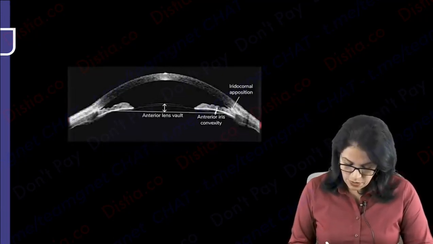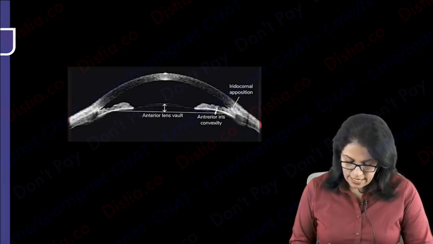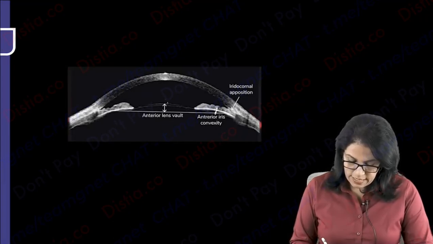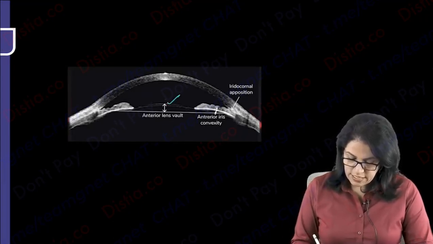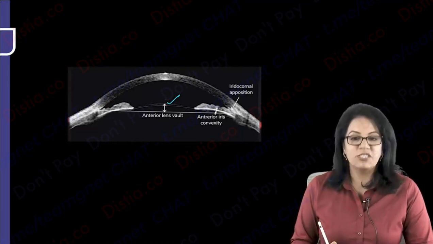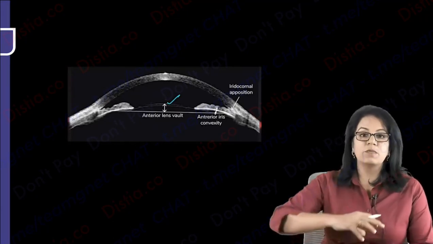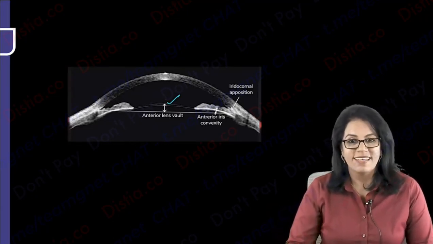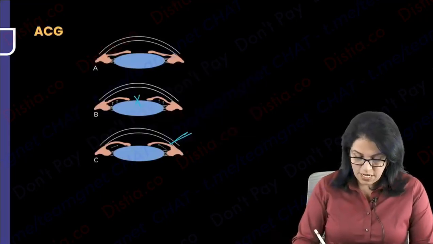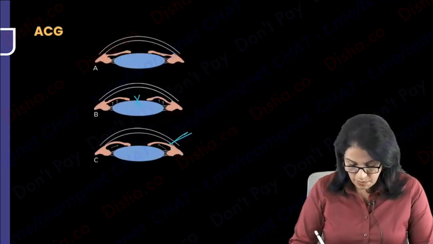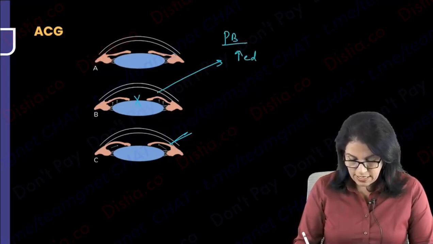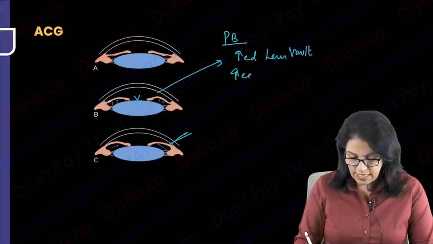Okay, let's see this slide before that. This slide is showing you the lens vault, the anterior lens vault. What is anterior lens vault? This part of the lens shown here, which is just anterior to the angle of the anterior chamber, is called a vault. If it is big, it will cause a pupillary block. So if I want to think about what can be the causes of this pupillary block, it is generally either increased lens vault, or it could be due to increased lens thickness.